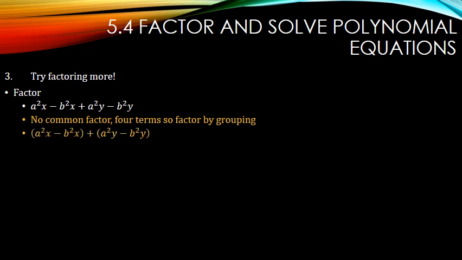Group the first 2 and the last 2. In the first group, I can factor out an x. In the second group, I can factor out a y. Now notice, we've got this a squared minus b squared in both of our remaining terms. So factor that out. So we have a squared minus b squared times the x plus y.